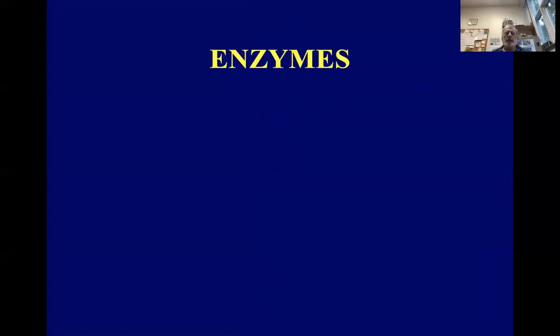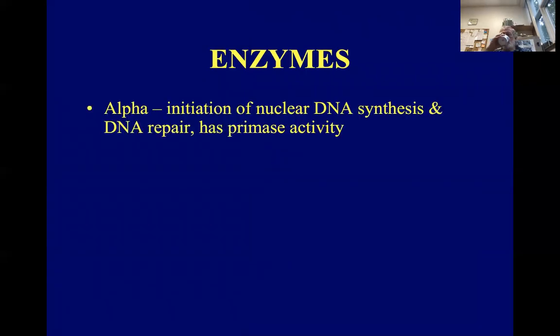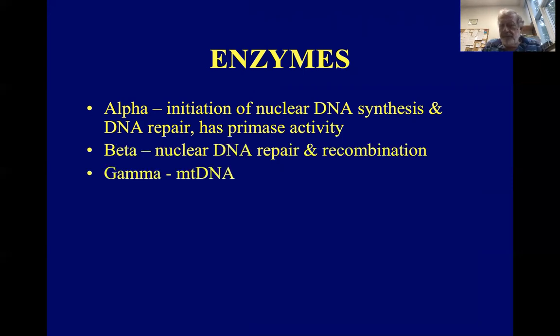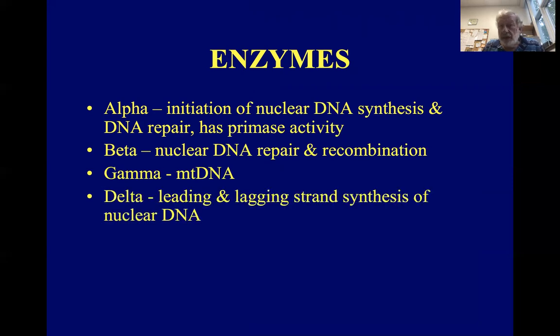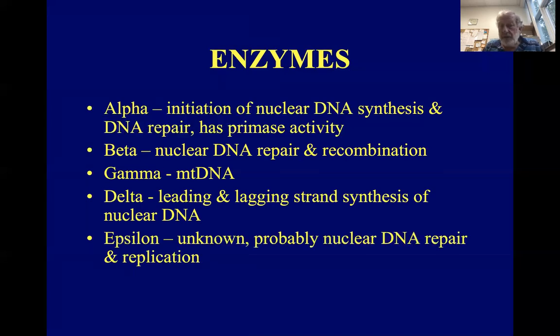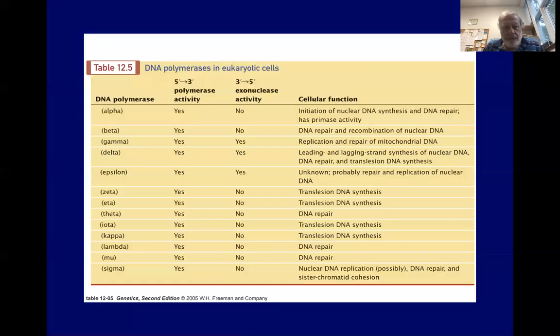With regards to enzymes used in eukaryotic DNA replication, there's an alpha, a beta, gamma does the mitochondrial DNA, delta does most of the replication per se, leading and lagging strand synthesis. Epsilon, we don't really know, and there are 8 additional enzymes mostly involved in repairing damaged DNA. And this is a table listing what we think we know about them.